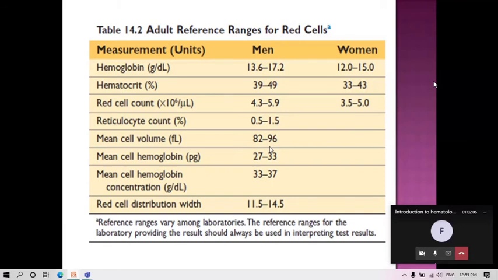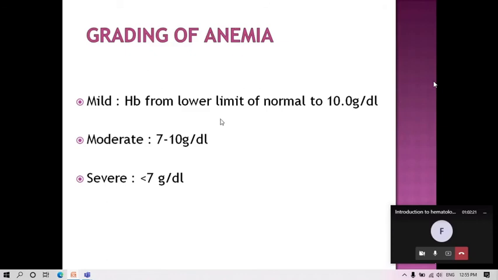So on the basis of hemoglobin, we can grade anemia. This you should remember. If hemoglobin is less than 7, it is severe anemia, moderate is 7 to 10, and mild is 10 to whatever is the lower limit of normal. For example, in females, if it is less than 12, it is anemia. For males, it is taken as 13.